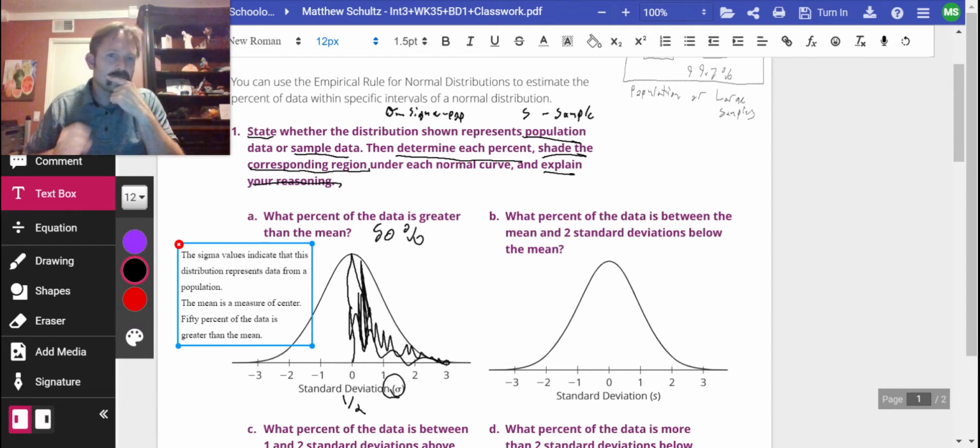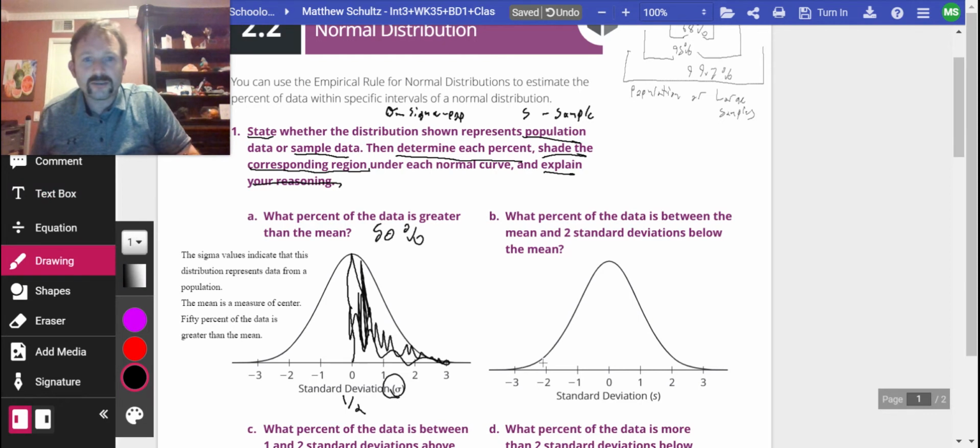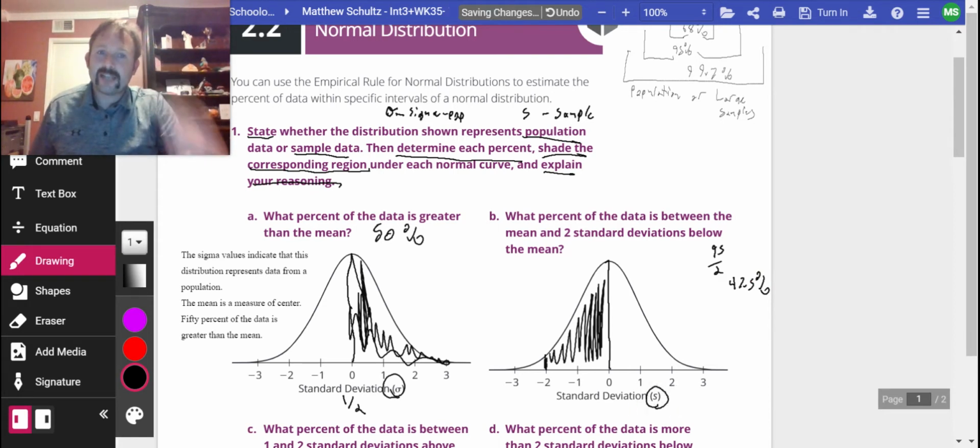Easy, let's go on. What percent of the data is between the mean and 2 standard deviations below the mean? Let's draw. They want to go from here to here. So I know that this is going to be half of the 99.7%. Or wait, no, 95%. Sorry, I was misreading it. So half of 95%, 95 divided by 2, would be 47.5%. And this is an S, so it's a sample.